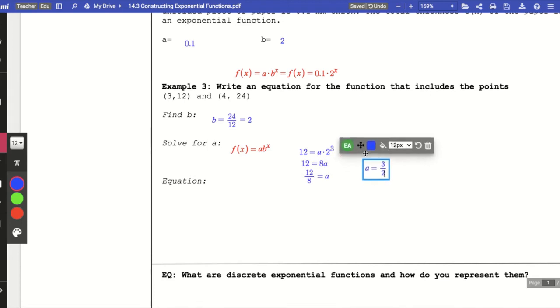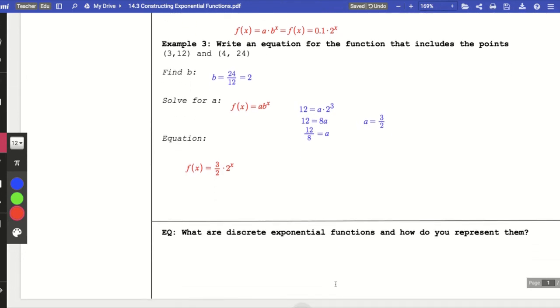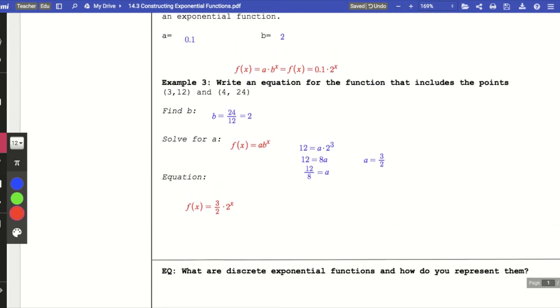Okay. So now that I have my a, I have my b, I can go ahead and write my equation. My equation, remember, is just f of x equals a, which is 3/2, and that's how much it started out with, times b, which is 2 to the x power. And that is my function. So hopefully now you know what a discrete exponential function is. We didn't really go into it, but think about explicit exponential functions and think about how you will represent them.